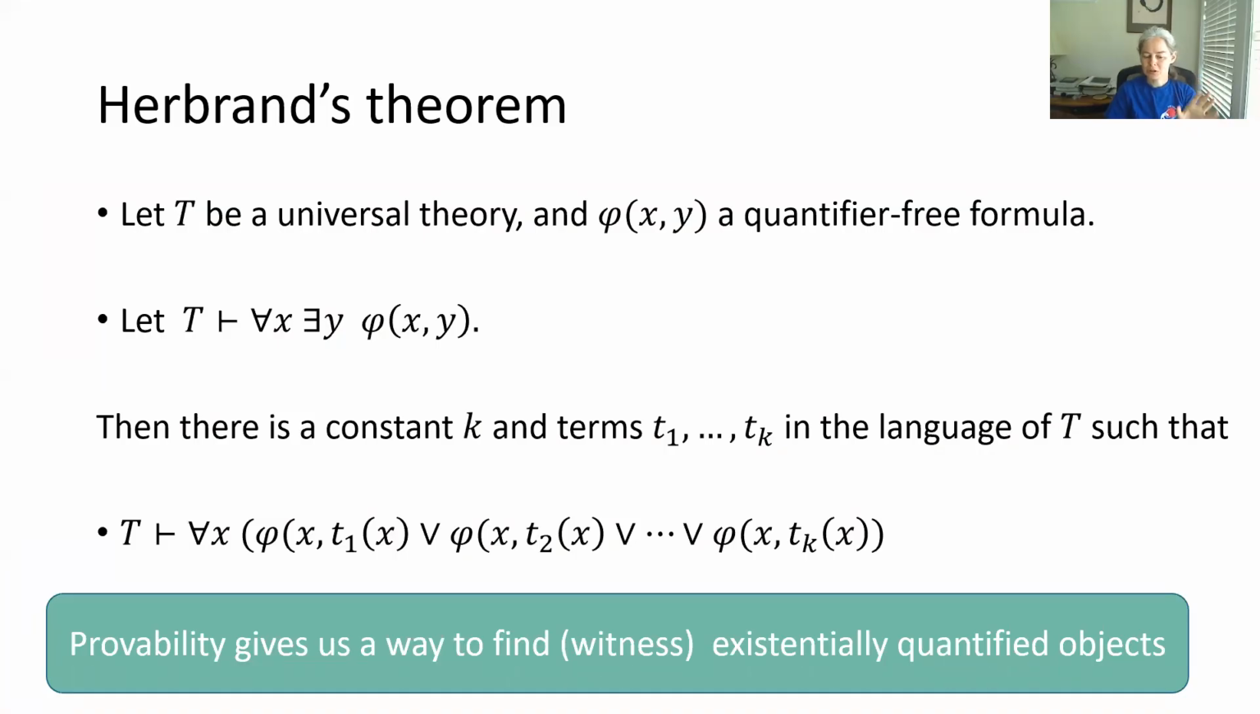So just to tell you a little bit what I mean by constructive proof, let me remind you of the Herbrand theorem, or at least some version of it, which says that if you have a universal theory and you could prove some statement of the form for all x exists y and a quantifier-free formula, then there are constantly many terms in the language of that theory such that at least one of those terms correctly computes this y for every x.